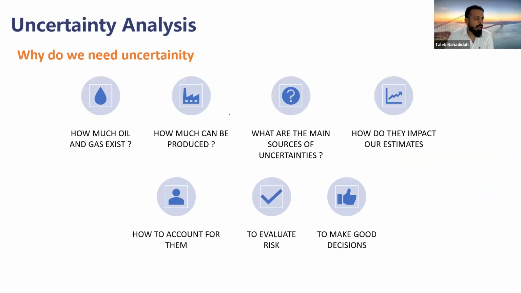If we go to the next slide. So why do we do the uncertainty? We need to know how much oil exists in the range. We need to know how much we can produce. We need to know what are the main sources of the uncertainty, which factor contributes to uncertainty. That's why we are going to do sensitivity. Is it porosity? Is it the oil water contact? Is it the facies? There are different types of sensitivity analysis. You need to know which are the main sources of the uncertainty and how they impact our estimate, how to account for them, to evaluate the risk and to make a good decision. This is why we need the uncertainty.